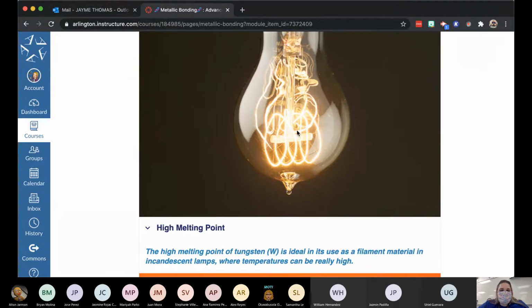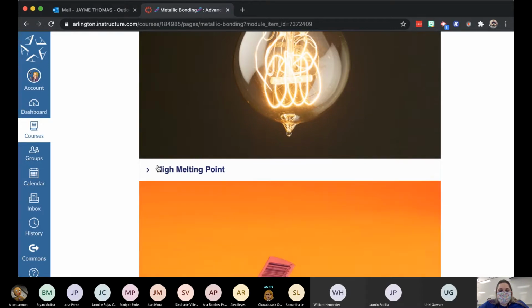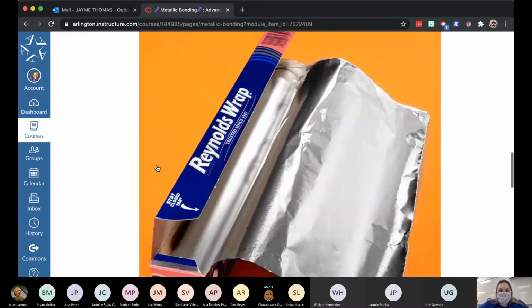If you've ever touched a light bulb, like after turning a light off, it's still pretty hot because it's generating a lot of heat from the energy that it's giving off. So the metal inside there has to be able to conduct that heat and electricity, but it has to be able to withstand a very high temperature so it doesn't melt. And so tungsten is an example of a metal that would have a high melting point. So that's one property that all the metals have.